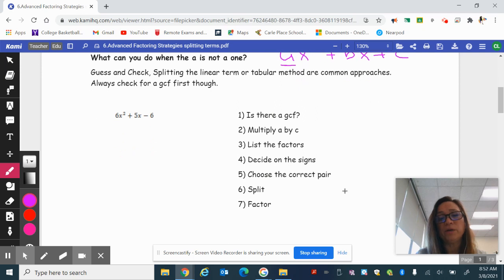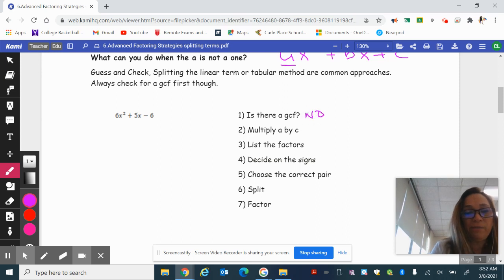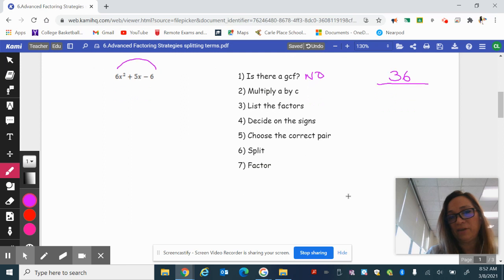But remember, you always want to start by seeing if there's a GCF, because perhaps the 6 in the front can be dealt with by just dividing everything by 6. And if that is the case, then the a does become a 1. But not everything there is divisible by 6, so I have to deal with the 6. Okay, so I'm going to start by saying no, there is no GCF, and then I'm going to multiply the a times the c. And the a times the c is going to give me a 36. It's actually a negative 36, and if you want to write the negative, you can.